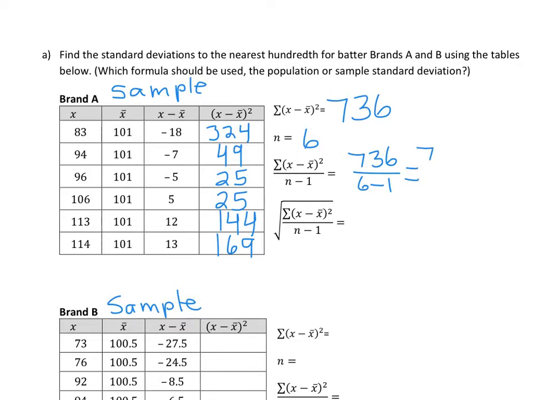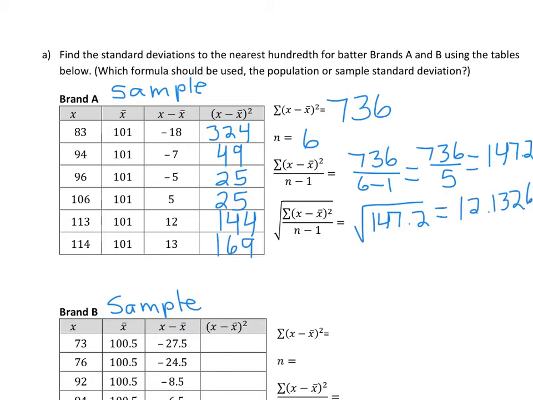So this equals 736 over 5, which equals 147.2. And then what we're going to do is take that number, 147.2, and find the square root. We get 12.1326. Let's round to the nearest hundredth. 12.13 is the standard deviation. Go ahead and follow the same procedure for brand B.